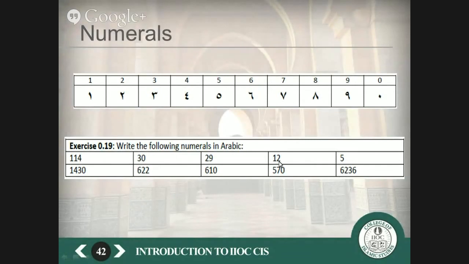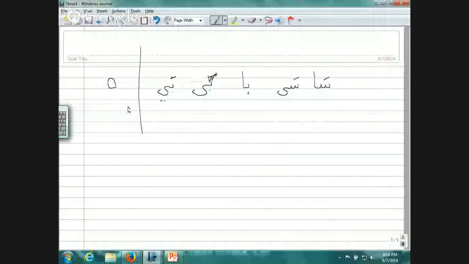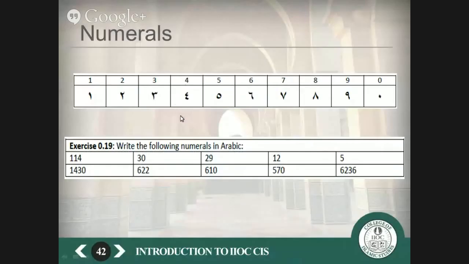Number 12. So you write a 1 and you write a 2. So you see a 1 and you see a 2. So you write them together. So you write 1 and then you write 2. So you got the number 12. Very simple. Why did I pick 12? 12 months in a year, exactly. Why do you think I picked 29? 29 days in a month, right?